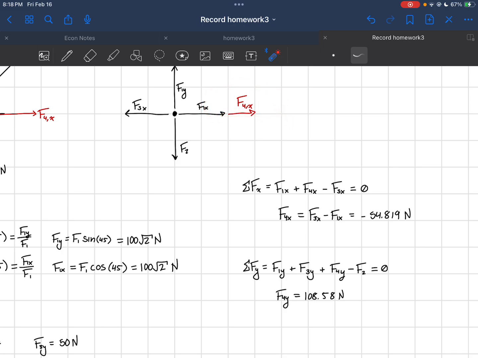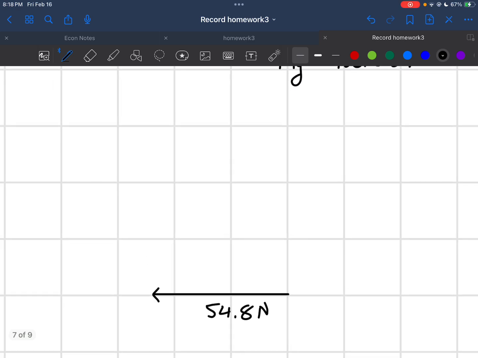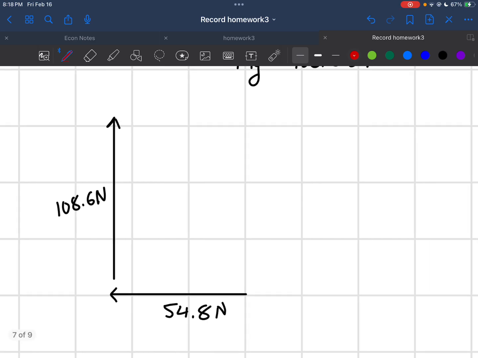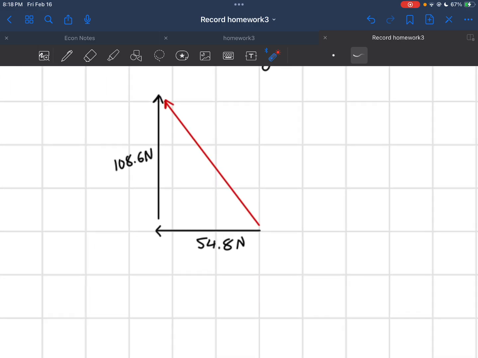All right. So like I said before, I had guessed that my applied force would be acting positive in the x direction, but I just got a negative number, which tells me it was actually supposed to be in the negative x direction the whole time. So I can say that's going to be 54.8 newtons that way. It's also going positive up. That's what we got from our 108.6 newtons that way. So our total applied force will be going left and up on our original sled.